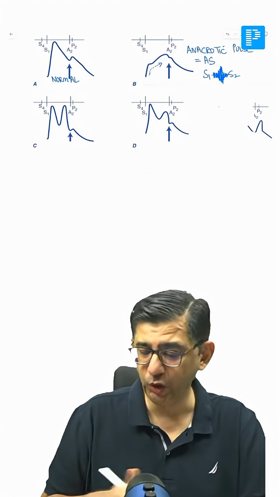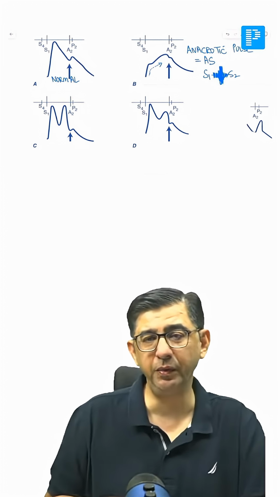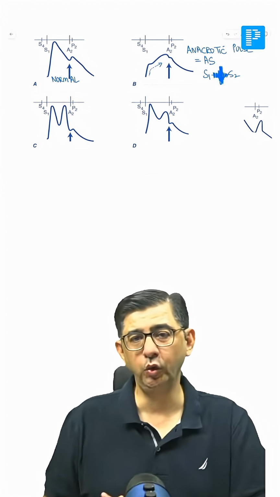Well, it's a crescendo-decrescendo murmur. If you plan to draw this, then the intensity will be maximum in the middle of the systole and then will tend to go down.